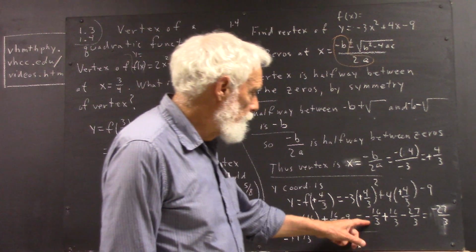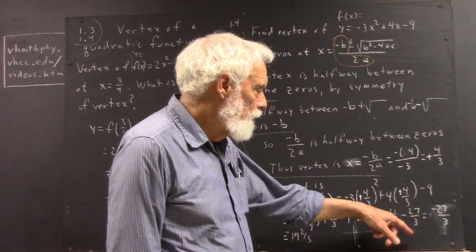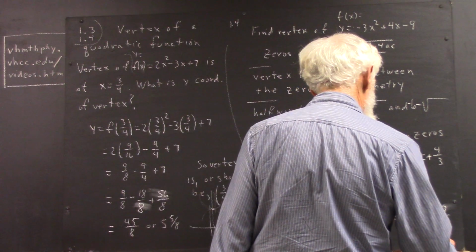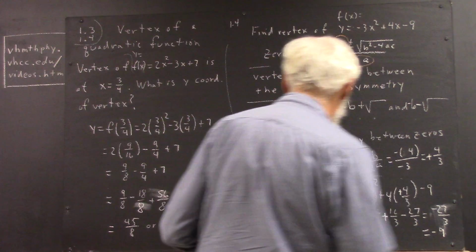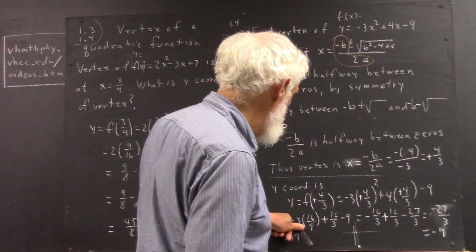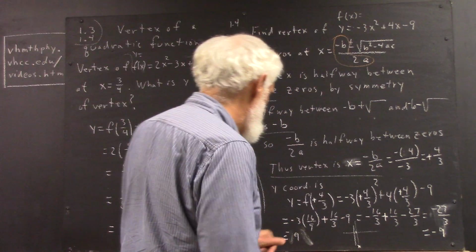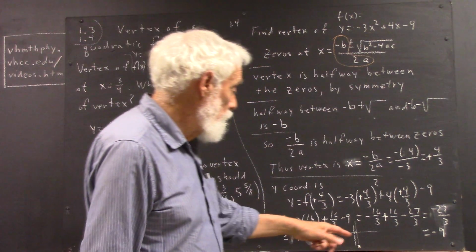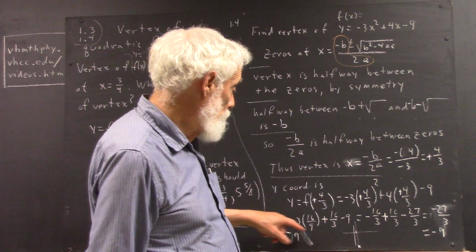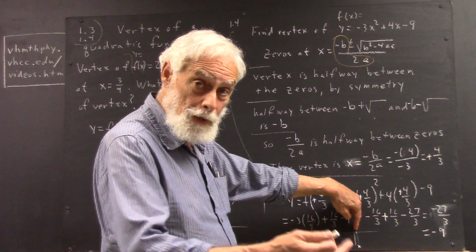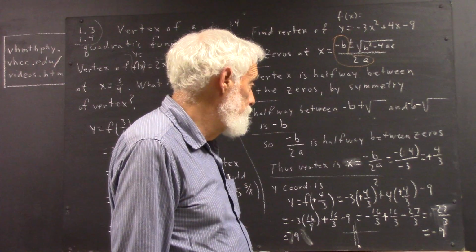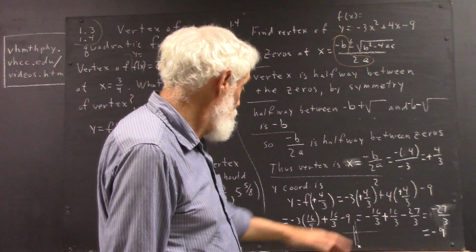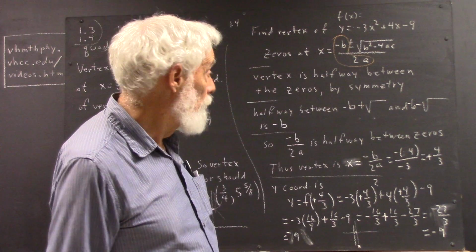But of course, if we saw that this and this add up to 0, we didn't even really have to put the negative 9 over 3. Well, that then is negative 9. So that's equal to negative 9. If we want to plot our vertex, we come over to 4/3, which is just a little past 1, and we come down 9. So our parabola is going to look like that.